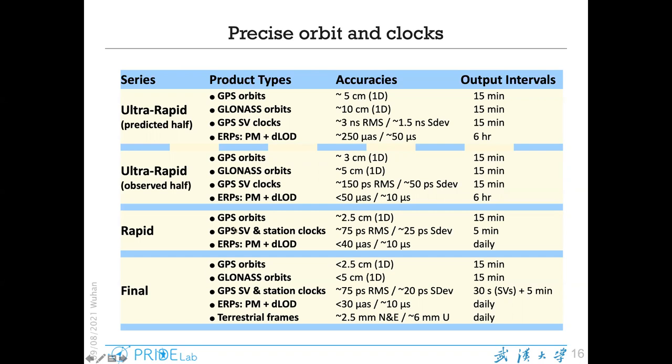And then we have the rapid and final products. The rapid products have a latency about 16 hours. So you can have the orbits as precise as 2.5 centimeters within a day, and final orbits will make you wait for about 16 days before they can be used for PPP service. But for high precision positioning, like in the post-processing mode, for example, for the tectonics, you can use the final products to achieve the highest precision.